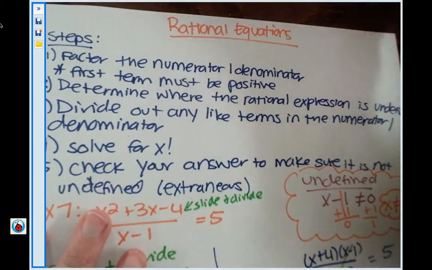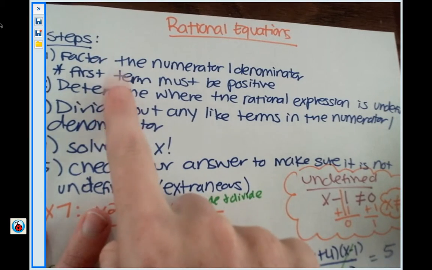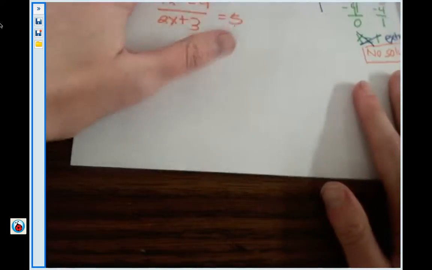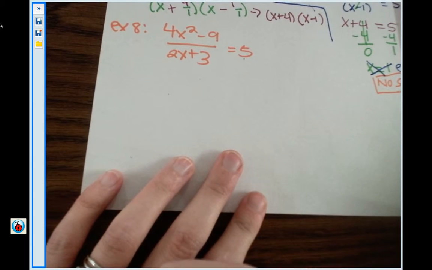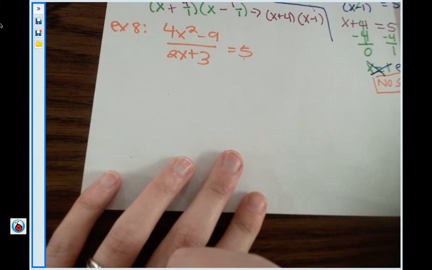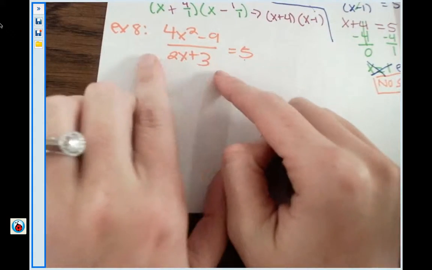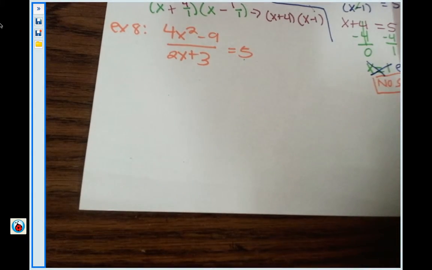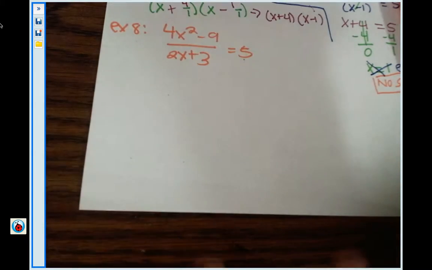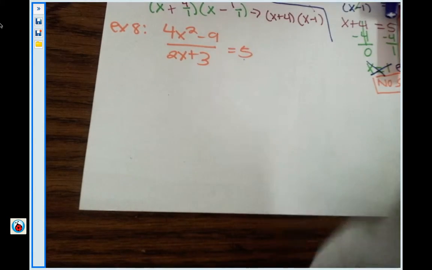Okay, so let's look back to our steps. The first step is to factor the numerator and denominator. And remember, the first term must be positive. So our first terms are both positive. Yay! Okay, so all we do now is factor the numerator and the denominator, which, looking here, the denominator is already a degree 1. The highest exponent is 1. So I don't need to factor that. So that one's done. I just need to worry about factoring the numerator.